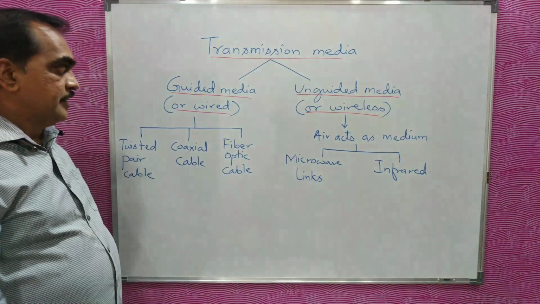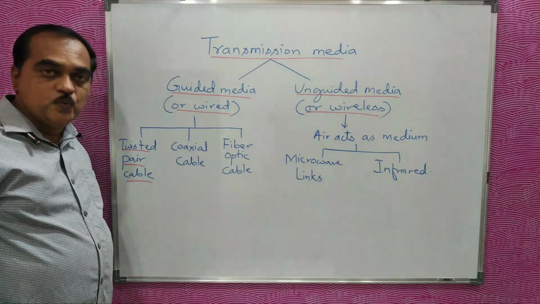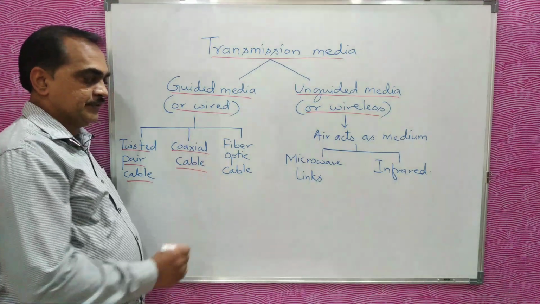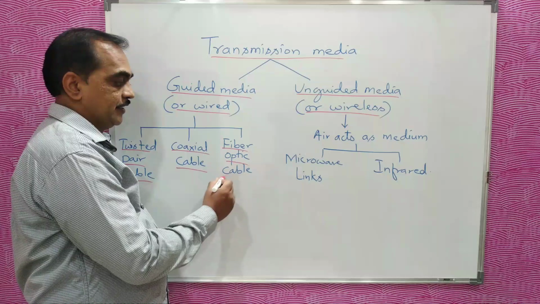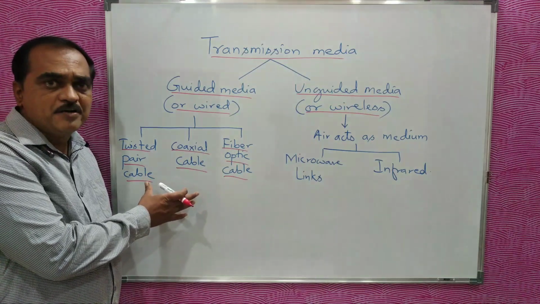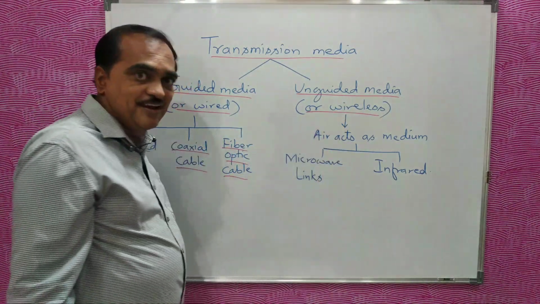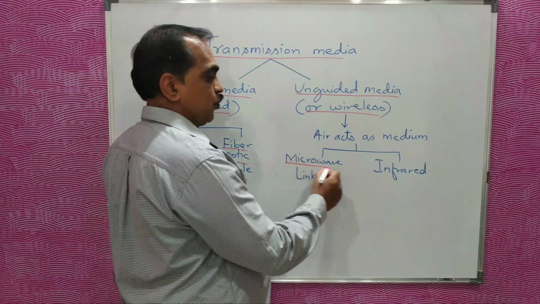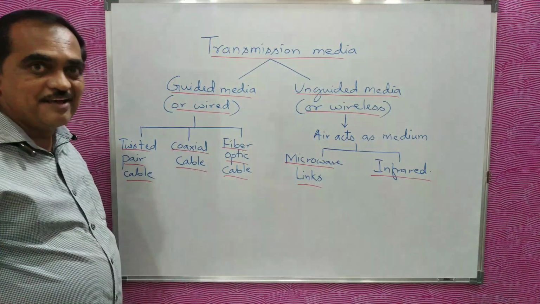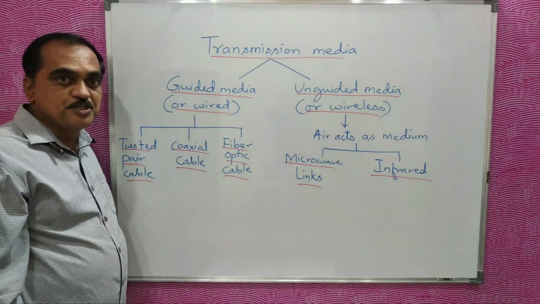where it is open space. In guided media, we can have twisted pair cable as the simplest one, where two wires are twisted. Then we can have coaxial cable, then fiber optic cable, in which light can travel. These are the three main types of guided or wired media. Similarly, unguided media is where air acts as the medium. You can have microwave links or infrared rays which can take your data from transmitter to receiver. So this is the classification of transmission media.